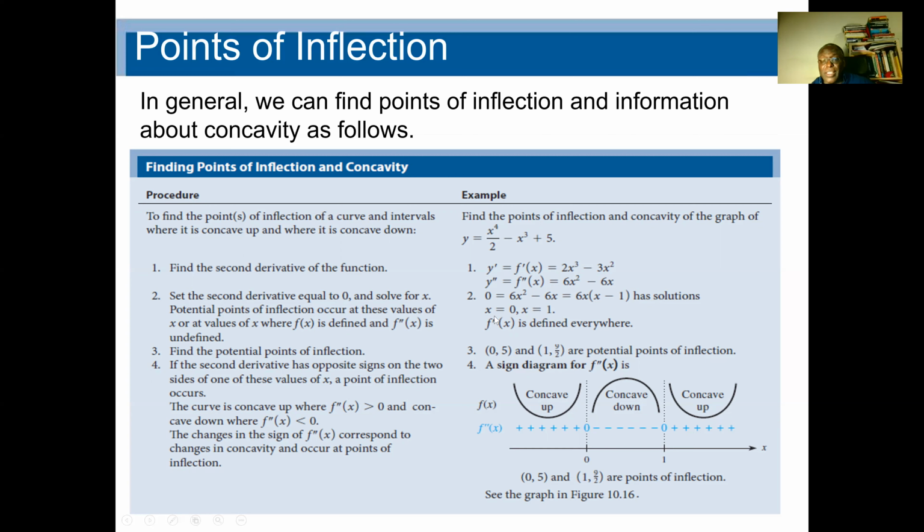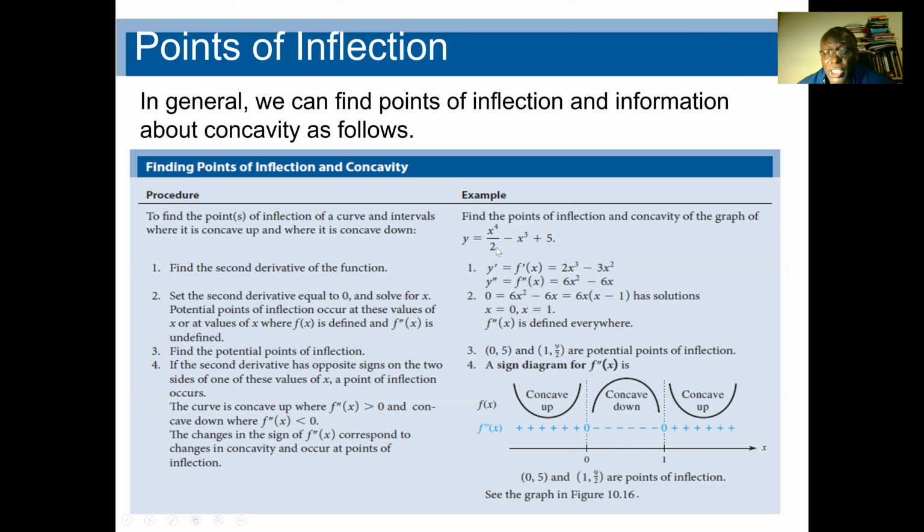So we will say that the second derivative is defined everywhere. Now the question says find the potential points of inflection. 0, 5 and 1, 9/2 are potential. Then the sign diagram: concave up means positive, concave down negative, concave up again positive. So again, this is how we find the point of inflection.